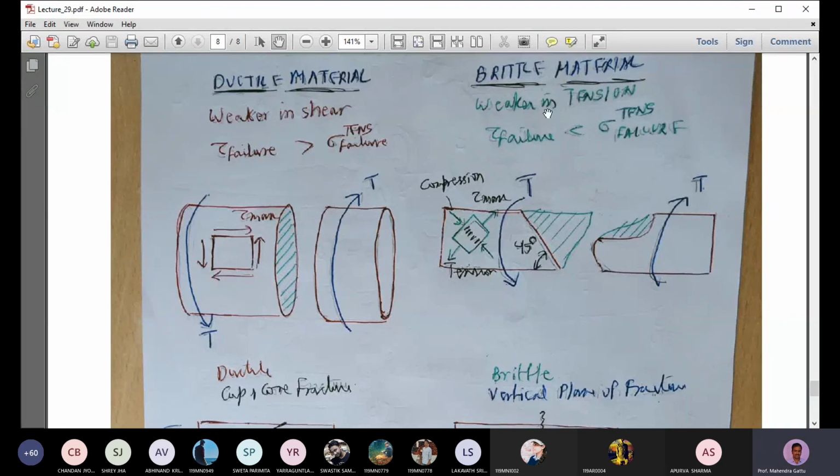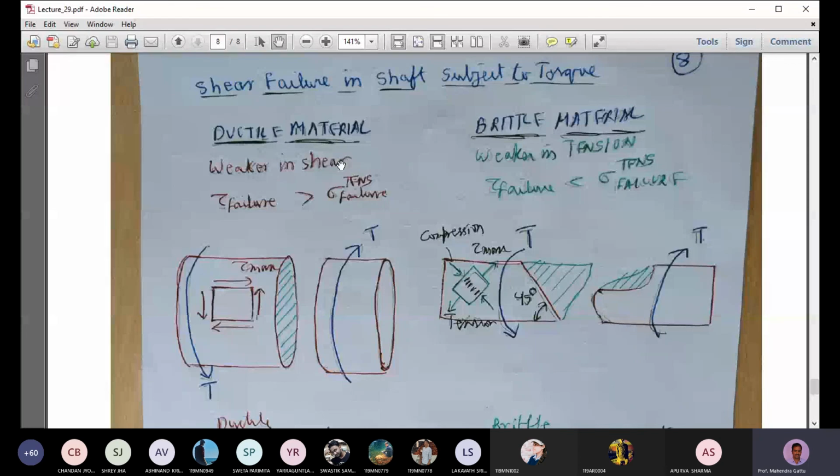I made an error here. They're weak in tension, that means their tensile strength is lesser than the shear strength, and ductile materials are weak in shear, that means the shear strength is less than the tensile strength. So this arrow should be in the leftward direction. Tau failure is less than sigma tensile failure for ductile materials, and tau failure is greater than sigma tensile failure for brittle materials. I made an error here, so this arrow should be reversed.